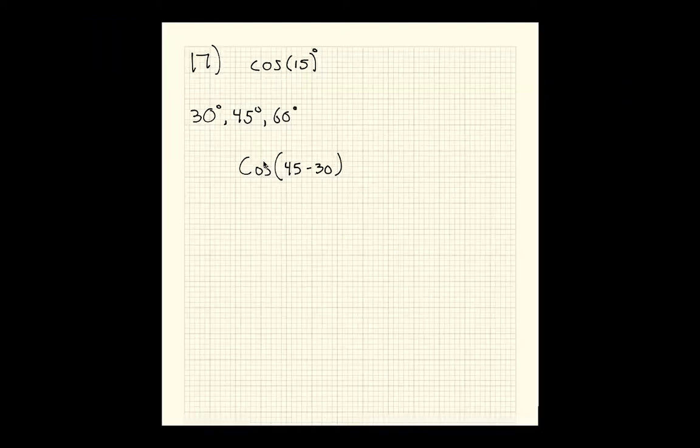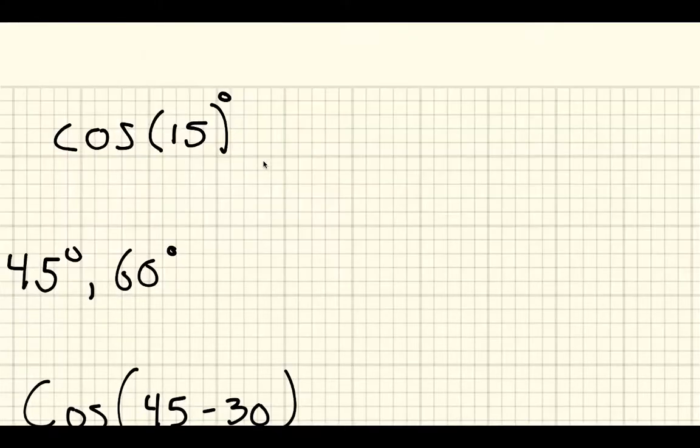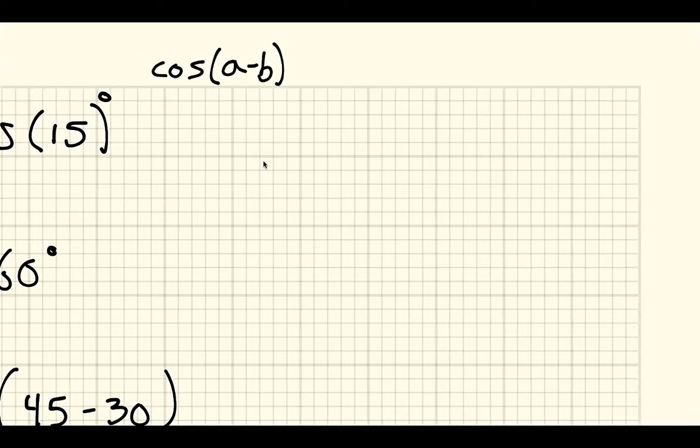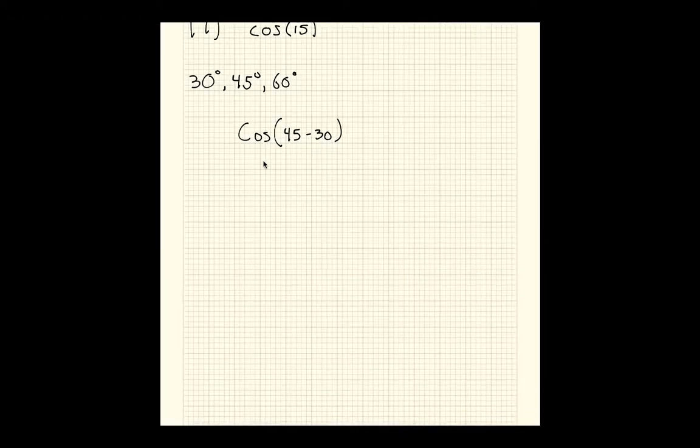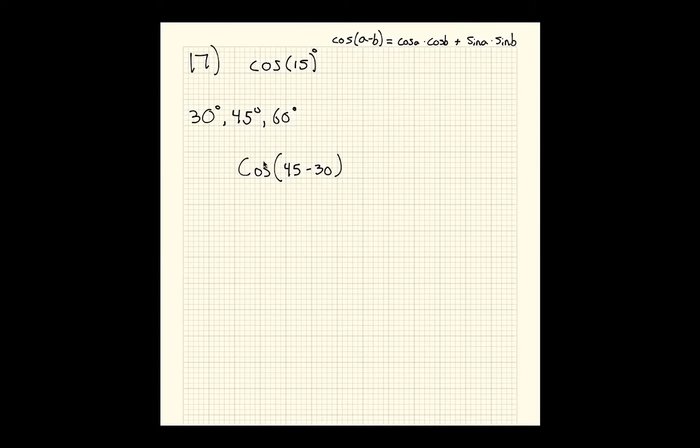Okay, so cosine, this is our sum or difference formula. Let me write that down up here. If you recall, the cosine of a minus b is equal to the cosine of a times cosine of b plus sine a times sine b. Okay, that's my difference formula for cosines.